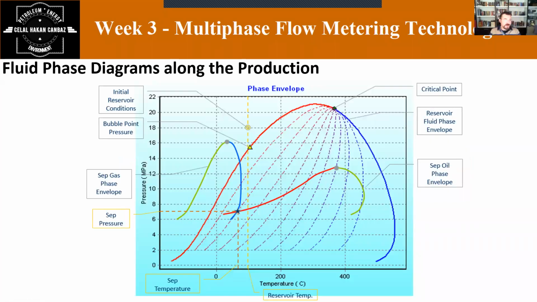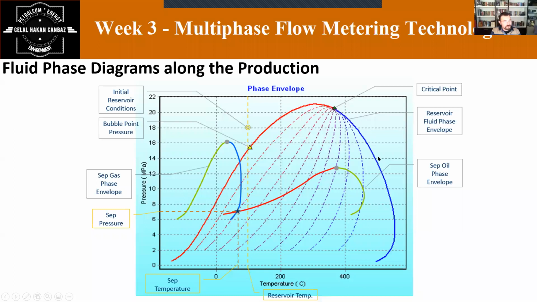So fluid phase diagrams along the production, for example. As I mentioned, the big phase diagram shows actually the fluid characteristics in your wellbore, right? So this is your initial reservoir condition. Your bubble point pressure is here, your critical point here.